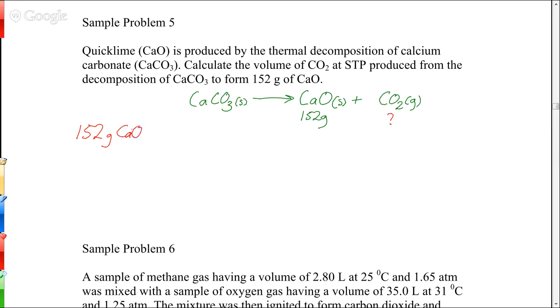152 grams of calcium oxide. Molar mass of calcium oxide is 56, let's say 56.1 grams per mole. So that's 2.71 moles. So we want to produce 2.71 moles of calcium oxide.